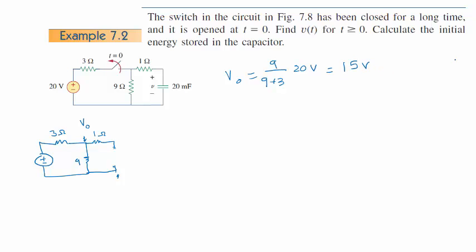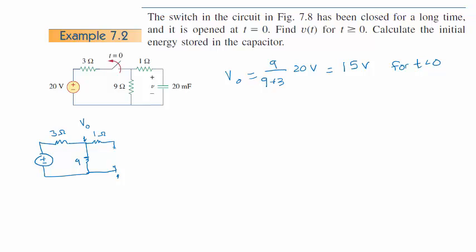So we have 15 volts across that capacitor for t less than 0, because we are going to say at t equals 0 we're going to open the switch, right? So for t less than 0 the switch has been closed for a very, very long time, and the voltage on the capacitor, the initial charge on the capacitor, is 15 volts. So what else does this problem ask for? Find v of t for time greater than or equal to 0.